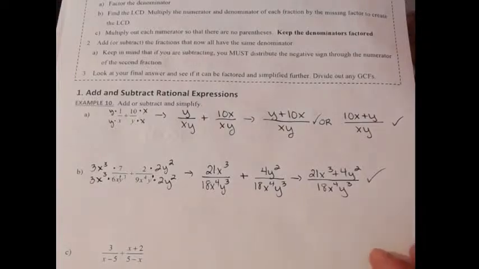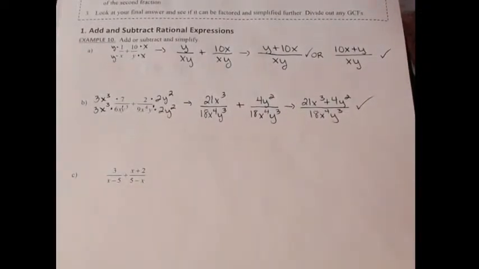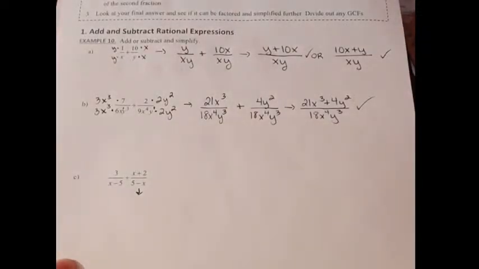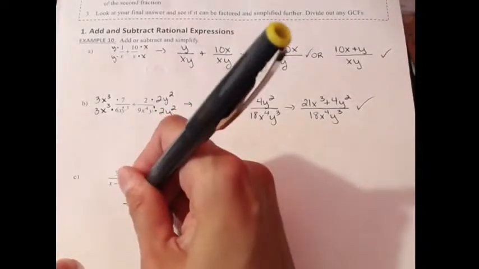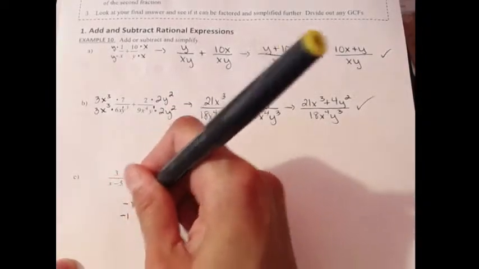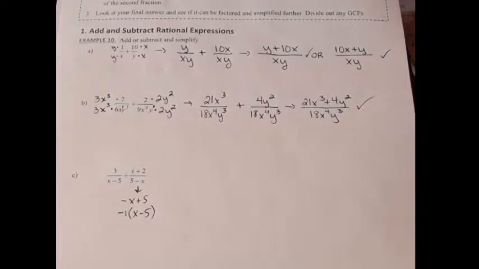Let's check out part C. Notice my denominators for part C. I have x minus 5, but then I have 5 minus x. We want to fix this fraction, this denominator specifically. So we have negative x plus 5, which is the same as negative 1 times x minus 5, right? Because I'm factoring out that leading negative.